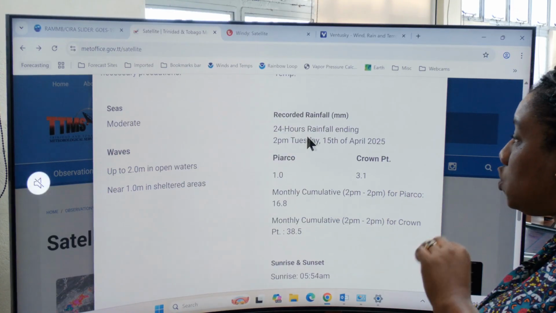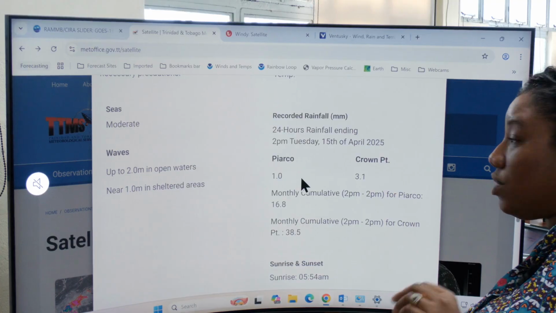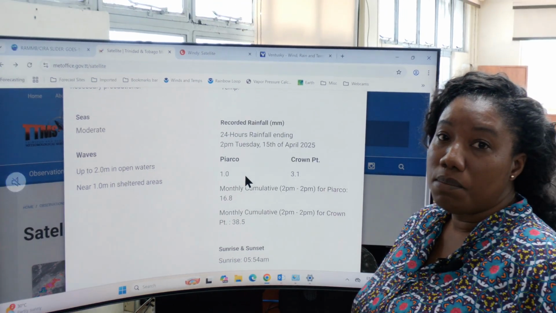So here we have the 2 p.m. to 2 p.m. for rainfall data. And we'll also have cumulative data, which is the amount of rainfall gathered over the month so far.